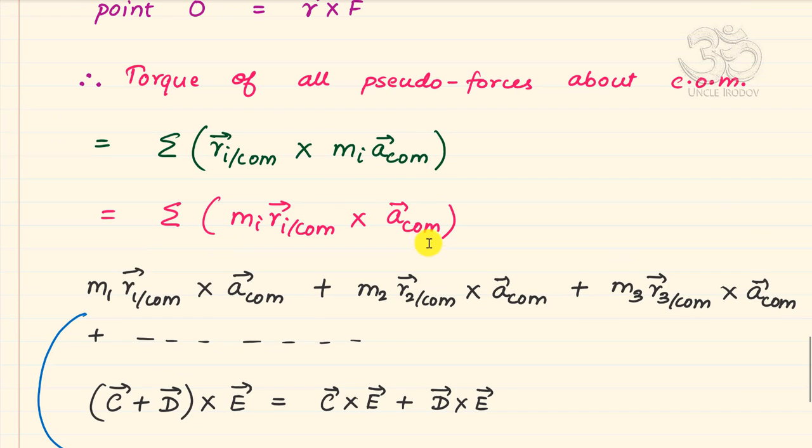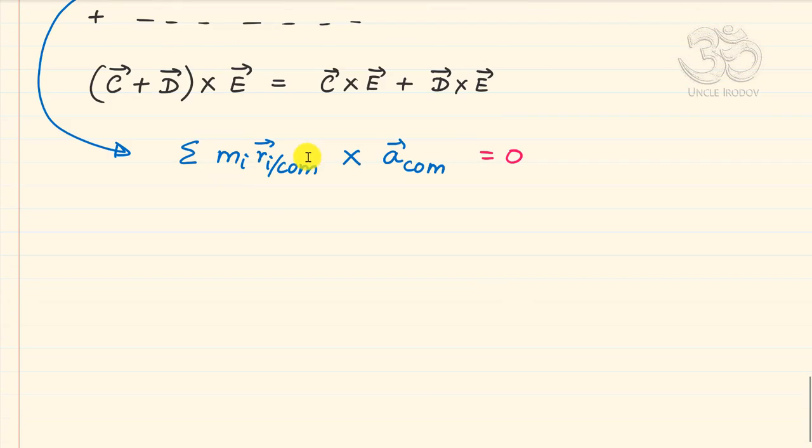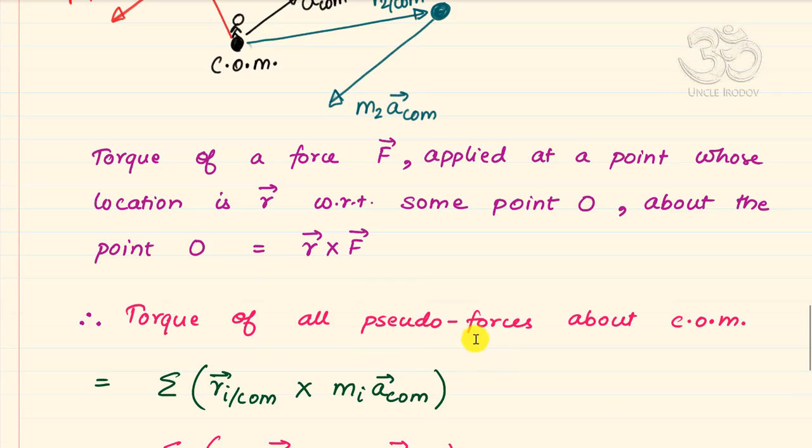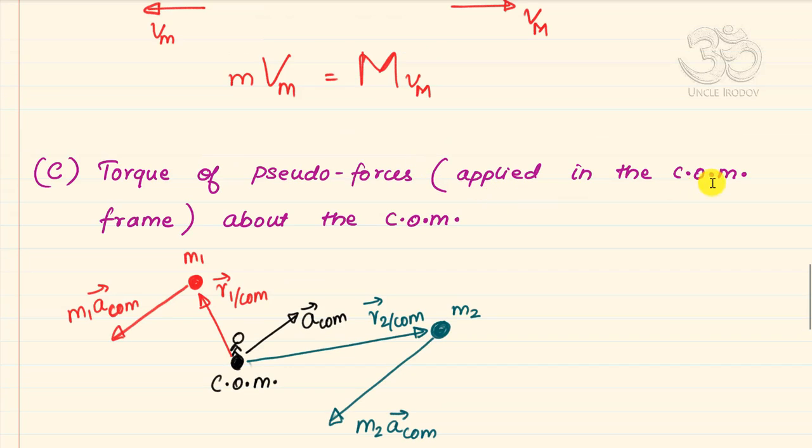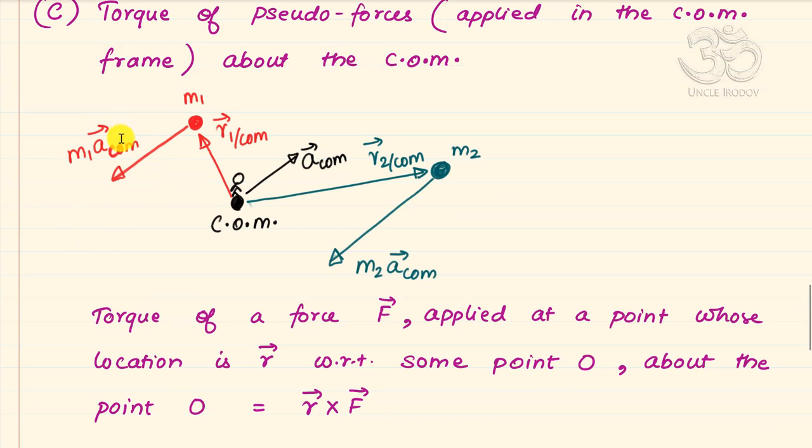And so now I know that the torque of all the pseudo forces about the center of mass is going to be 0. Of course, those pseudo forces have to be applied in the center of mass frame. I cannot go to some other frame, apply pseudo forces and try to find the torque of all those about the center. No, I have to stand in the center of mass frame, apply the appropriate pseudo force, then try to find out their torque about the center of mass, and that will be 0.